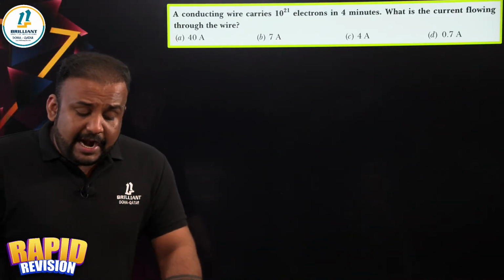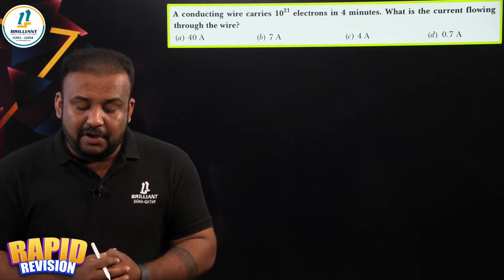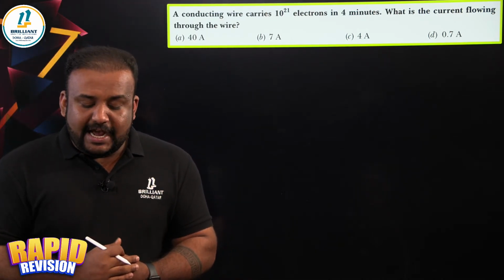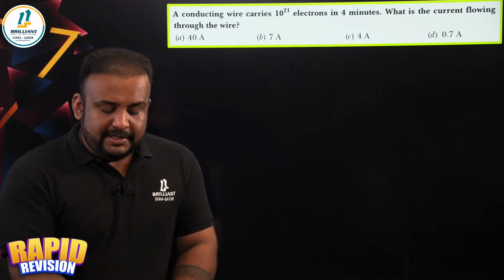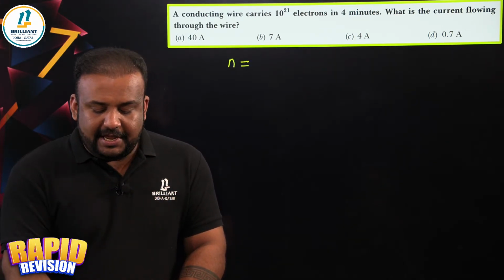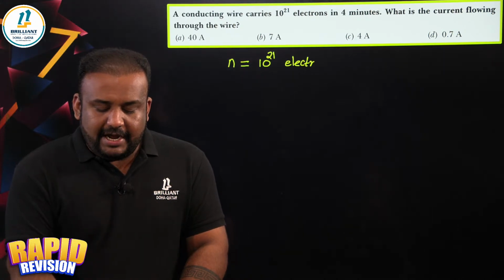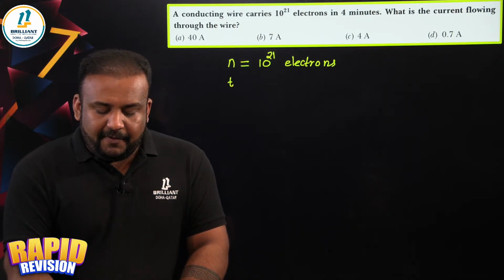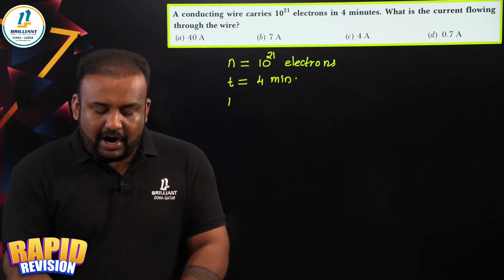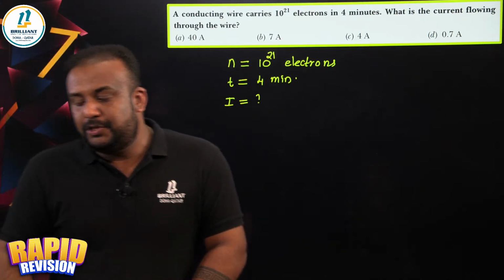Next question. A conducting wire carries 10²¹ electrons in 4 minutes. What is the current flowing through the wire? So here, what did they give? They gave the number of electrons. How much is that? 10²¹ electrons. What else did they tell? The time for which it is flowing is 4 minutes. The question is, what is the current flowing through the wire?